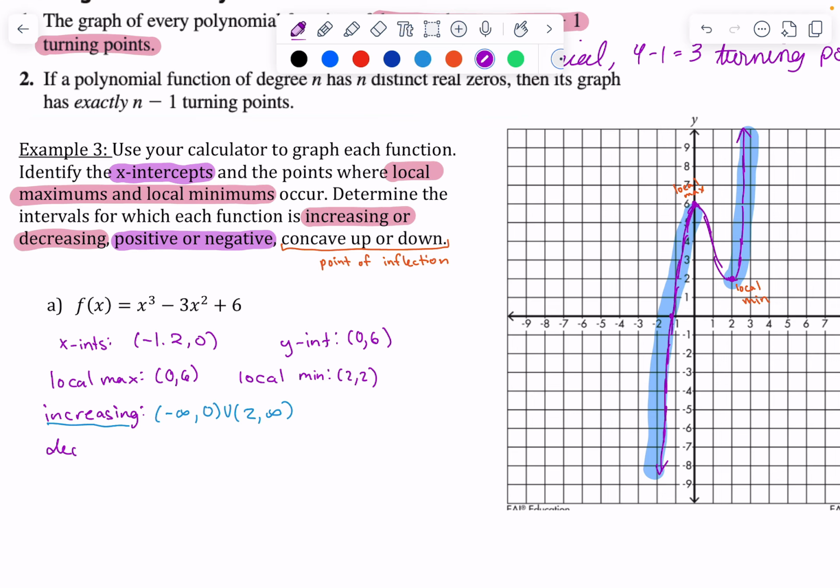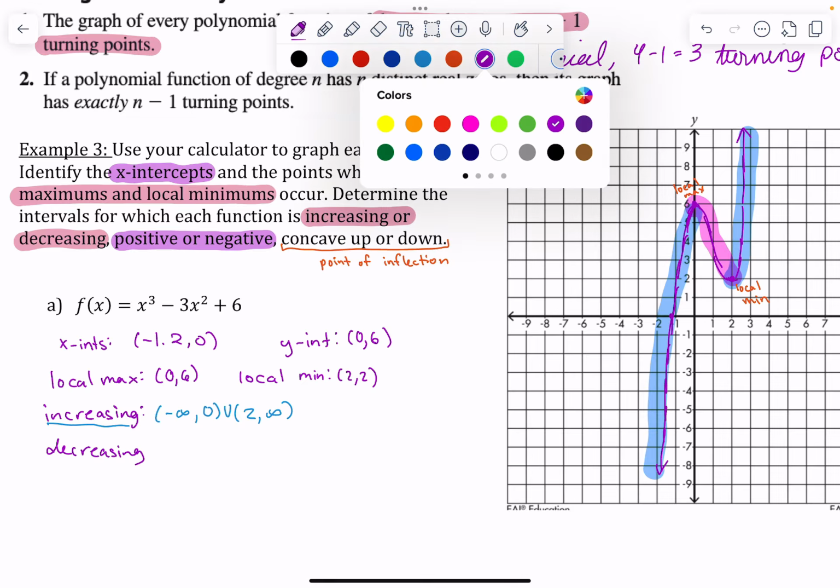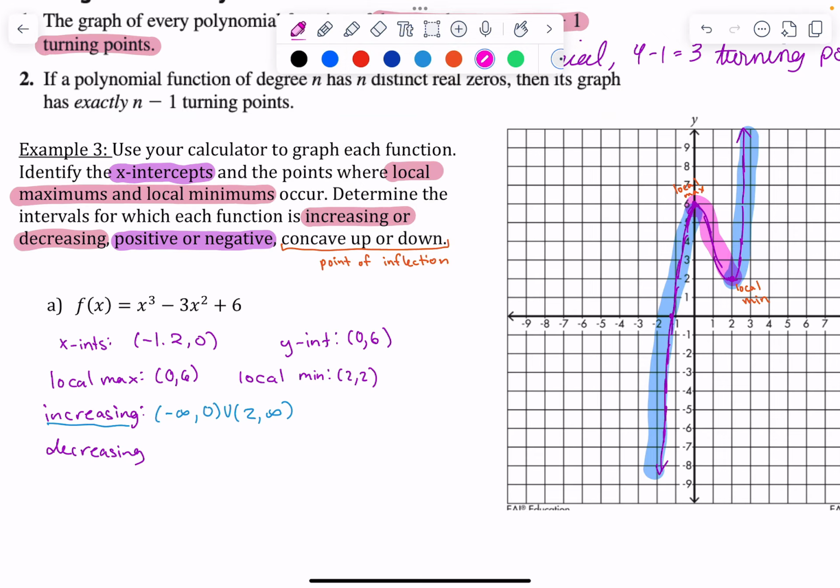And then for decreasing, we'll use pink. So this is where we're decreasing. Kind of want a nicer shade of pink so that it's not so bright, but we'll go with it. We're decreasing from 0 to 2. Okay, I'm going to erase the highlighted sections.